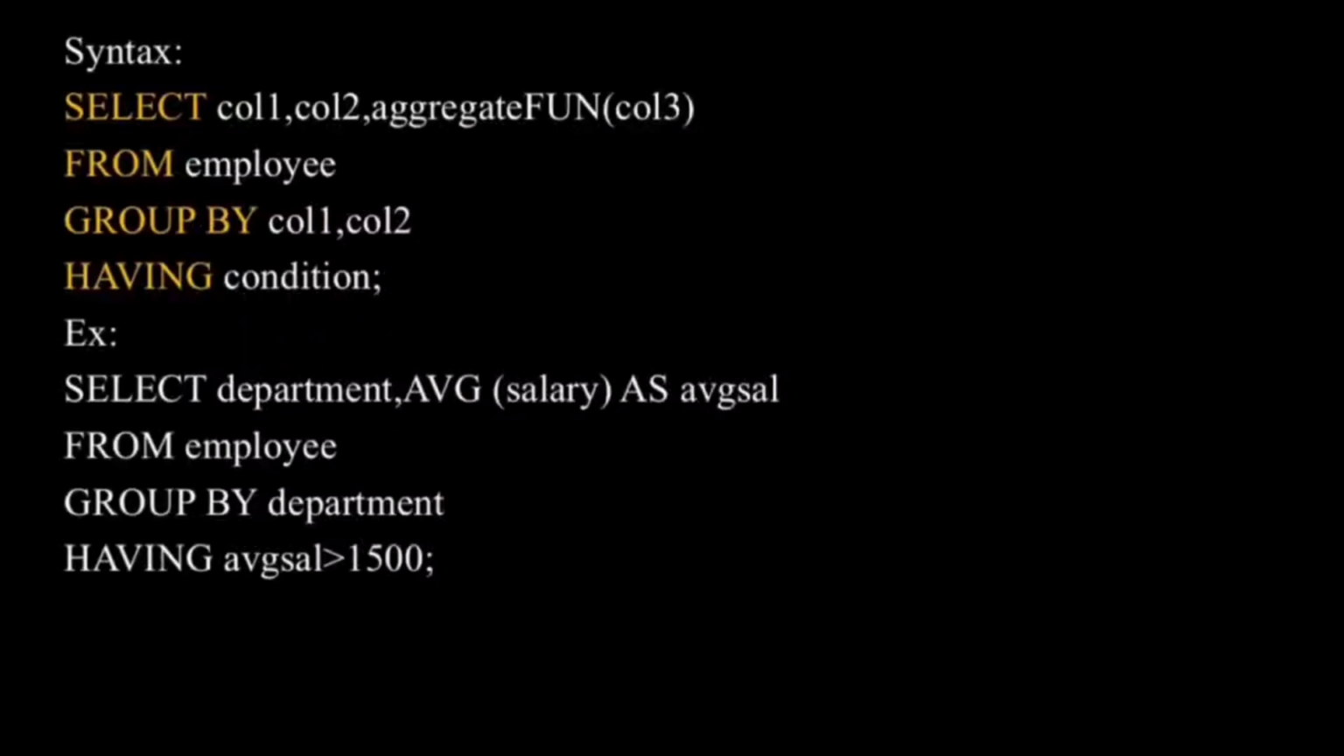Select department, average of salary from employee, group by department having average of salary greater than 1500. In this query, we are selecting the department and the average salary for each department. Then we are grouping the data by department. The having clause then filters these groups to only include departments where the average salary is greater than 1500. This way, you ensure that only the departments meeting the specified conditions are included in the final result.